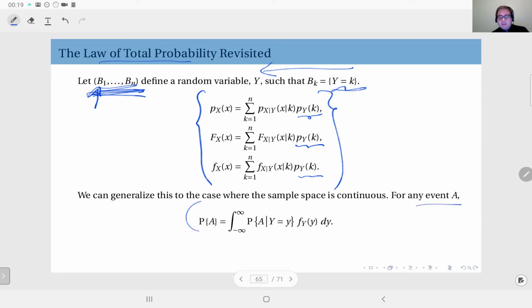For any event, you can now write the probability of A equals... Here, instead of a summation, you see we have an integration because now it's on the real line. So rather than a discrete summation, we should have a continuous integration. Probability of A conditioned on the exact value of Y equals little y, multiplied by the corresponding likelihood, let's say the PDF value of Y at that point, integrated over the entire real line.